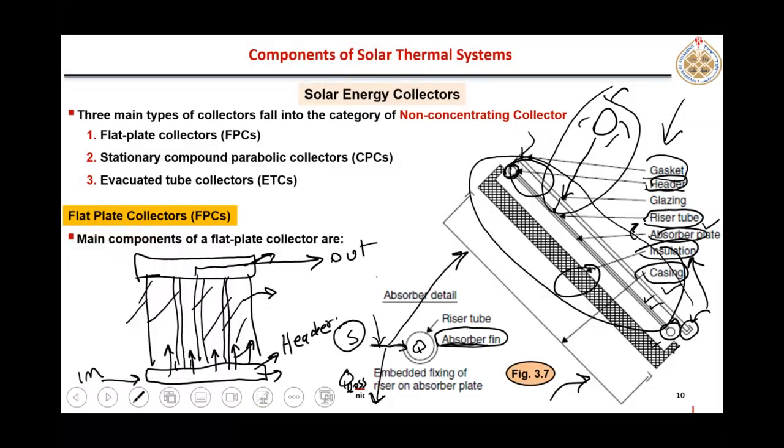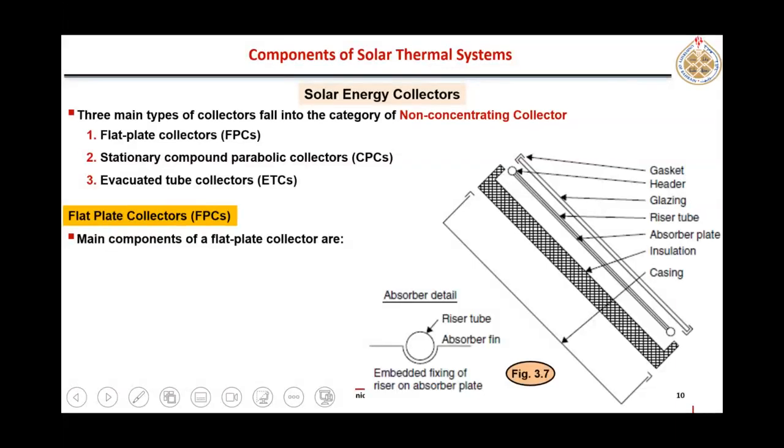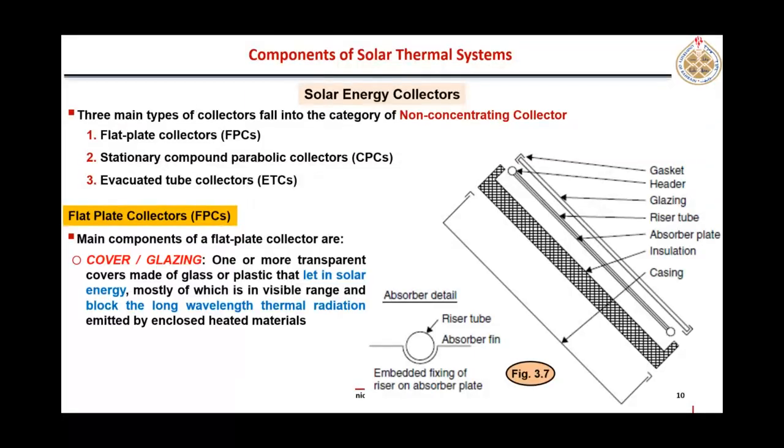Okay. So we'll see some more pictures to clarify all these. So these are the major components. Now let's see what are the functions of those components. One of the most important things is this glazing, right? And we solved that glazing in chapter 2, the reflection, absorption, and transmission losses, which we calculated for that glazing.